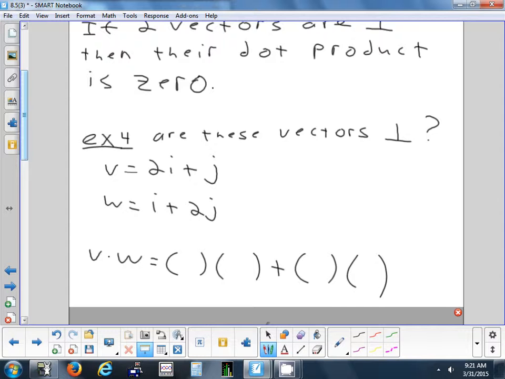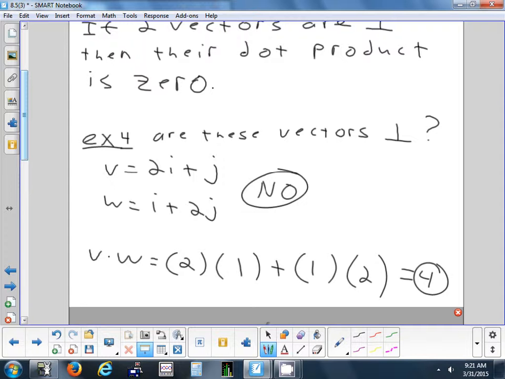So Sylvia, what would I multiply to do my dot product here? It would be 2 and 1. Yep, 2 times 1. And 1 and 2. What does that dot product come out to? 4. Are these vectors perpendicular? No. What would the dot product have had to come out to if they were perpendicular? 0. It would have come out to 0. So these are not perpendicular.